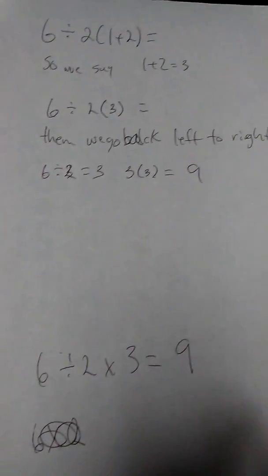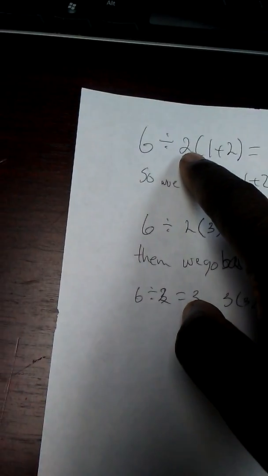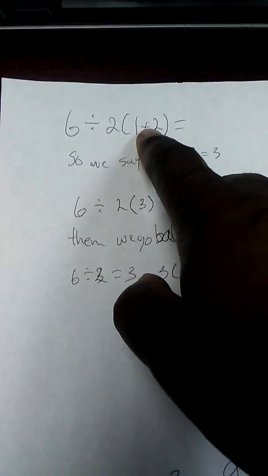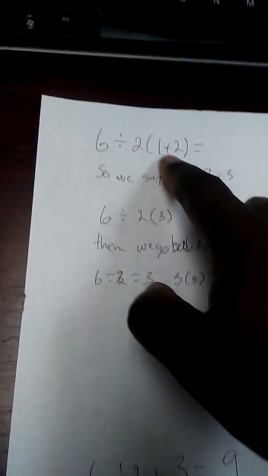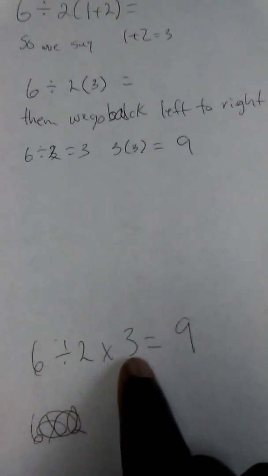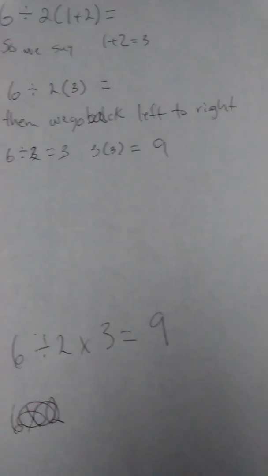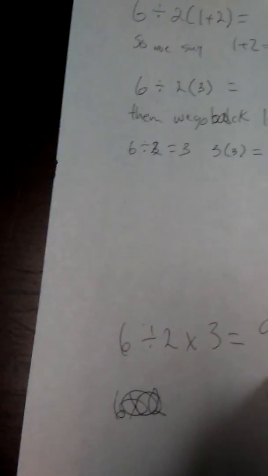And then some people, they get 1 because they want to go back up here and say 1 plus 2 is 3, and they say the 3 is still inside the parentheses, so they multiply the 2 by the 3 and they get 6, and 6 divided by 6 is 1. But the parentheses is satisfied once you add 1 and 2 together, so really there is no parentheses. You get 6 divided by 2 times 3 equals 9. So PEMDAS in this situation, in my opinion, will always render 9.